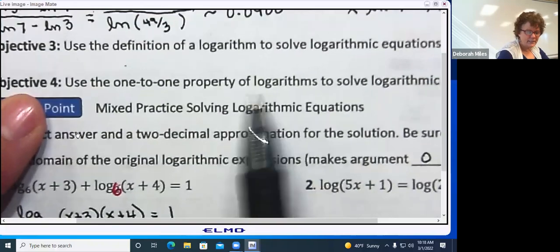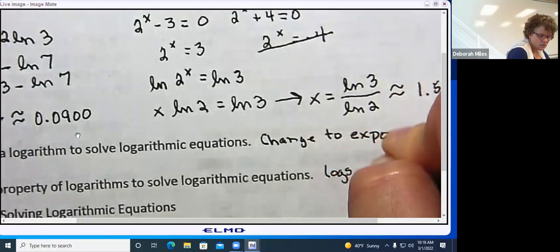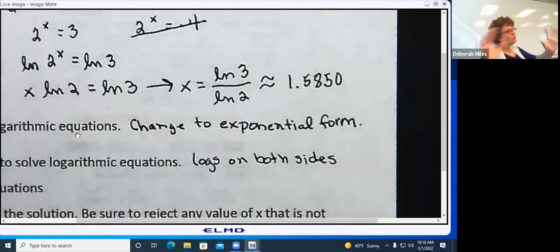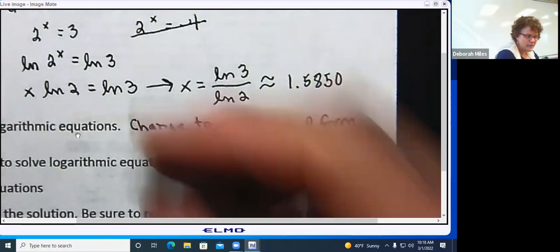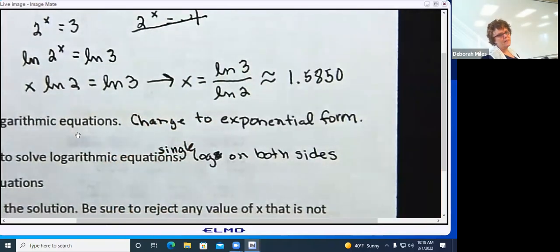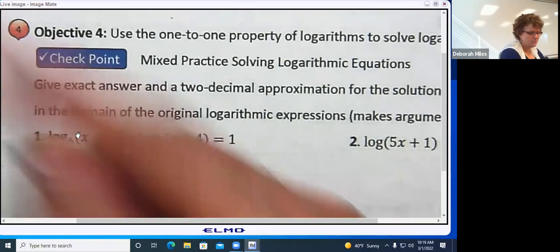Something I could write up here by objective 4 is logs on both sides. If I have logs on both sides and I can get a single log with the same base, I should say single log on both sides, then I can just take the logs off. But that's not what I have in this first example. I have a log on one side and a constant on the other. That's my clue to change to exponential form.